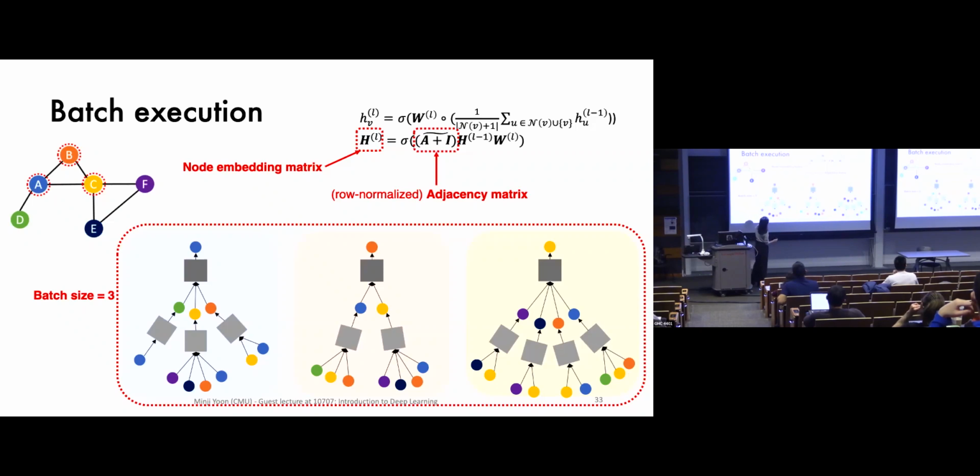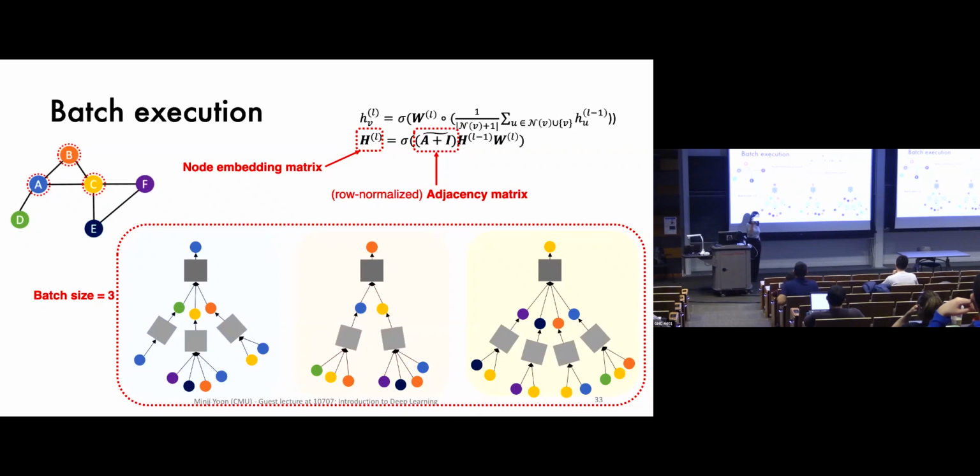So this is how we compute the node embeddings using a graph neural network in batch-wise fashion. And the thing you need to keep in mind is that this node attribute matrix and adjacency matrix are not the original ones.